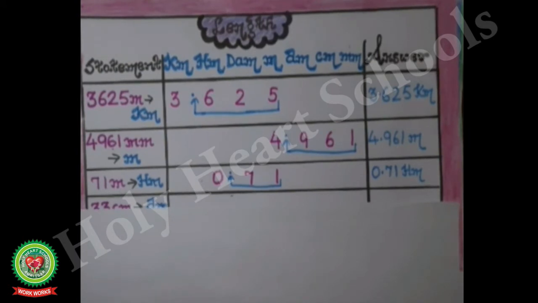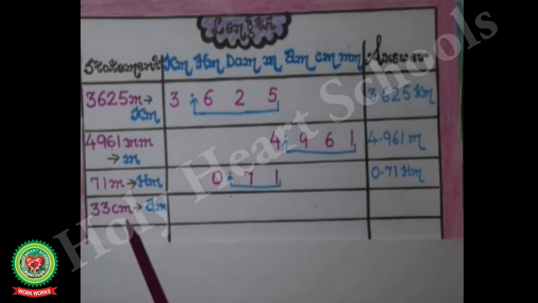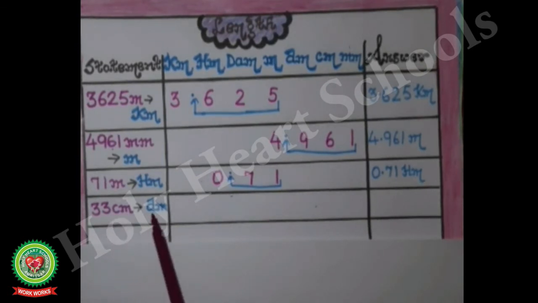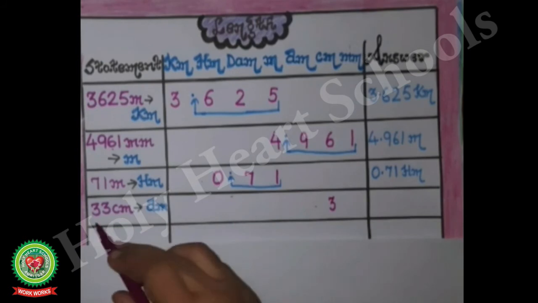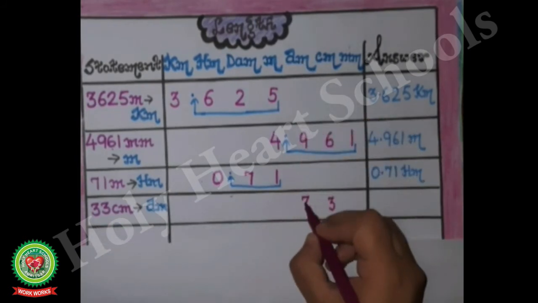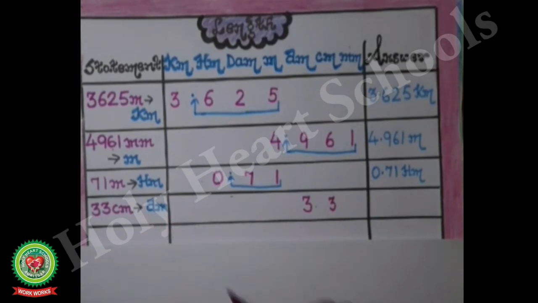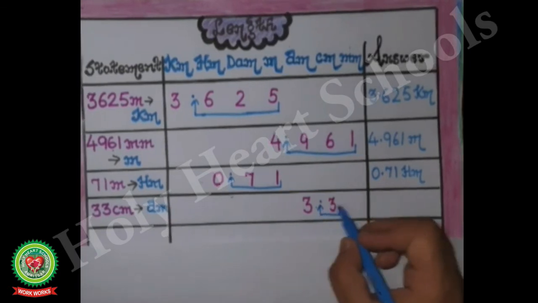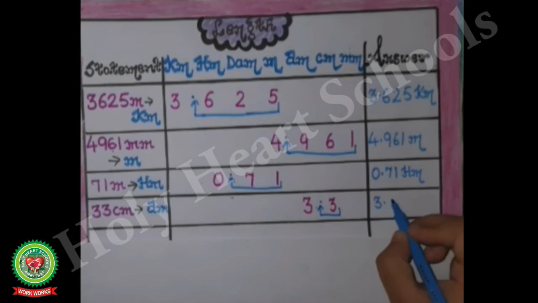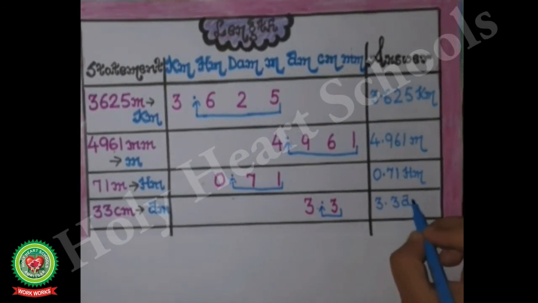Now, let's take next example. 33 centimeter. We have to convert it into decimeter. So, what is the first step? First of all, we will arrange this number. 3 will come under centimeter and this 3 will come under decimeter. Now, convert it into decimeter. So, that means we will move from centimeter towards decimeter. So, after decimeter, we will put decimal. So, what is the answer? 3.3 decimeter.